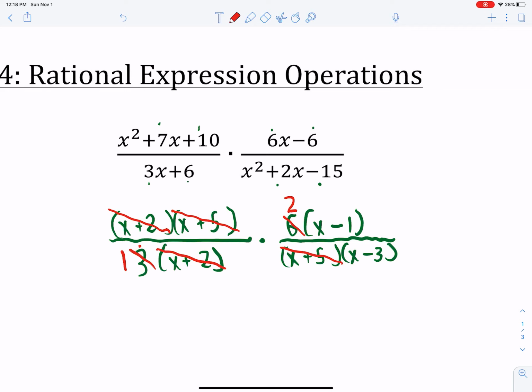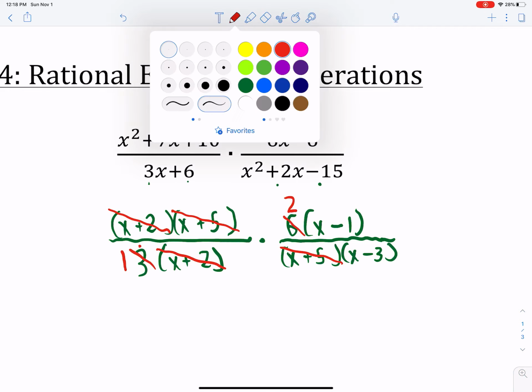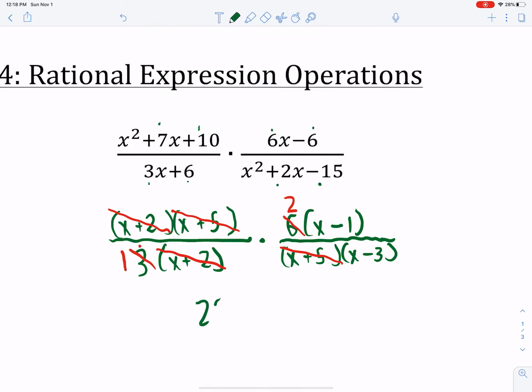Now there's nothing else I can do to reduce it. So on the top part, I have 2 times (x - 1) left over. On the bottom part, you would have 1 times (x - 3). Usually when there's a 1 you're multiplying by, people will just leave it out. So we just have x minus 3 for the bottom part of that one.